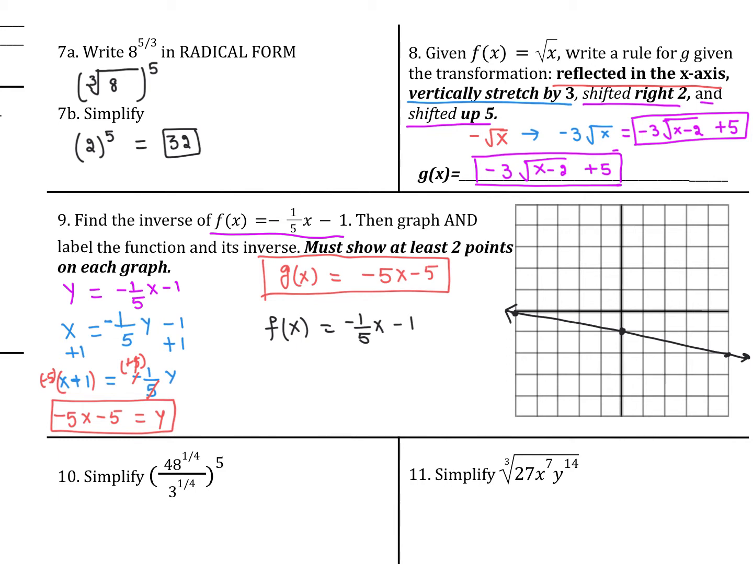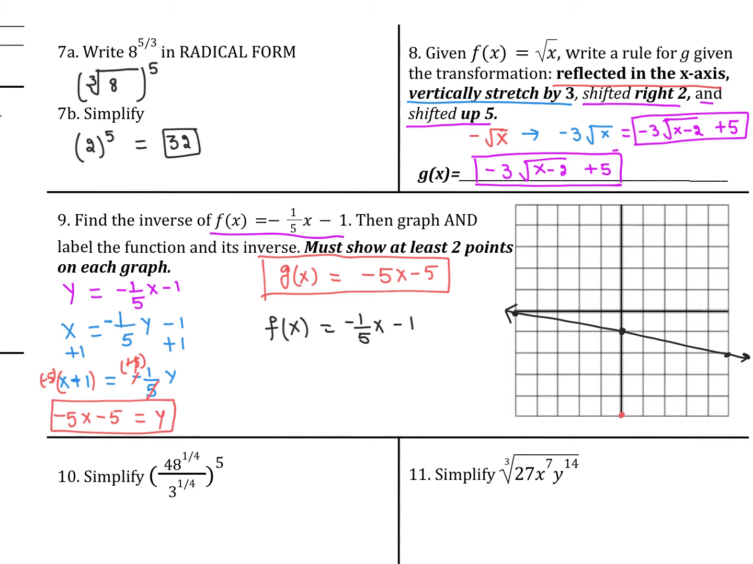Now we are going to graph the g(x). For g(x), you're going to start from the y-intercept negative 5. So 1, 2, 3, 4, 5. So this is my negative 5.